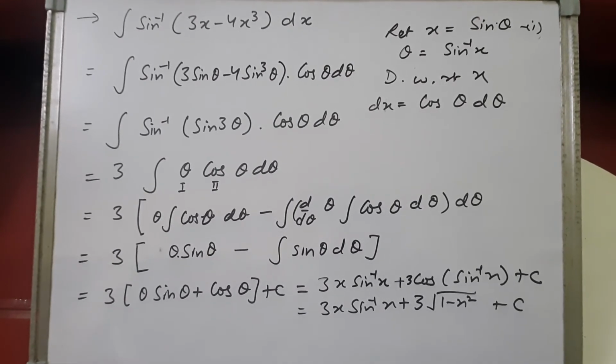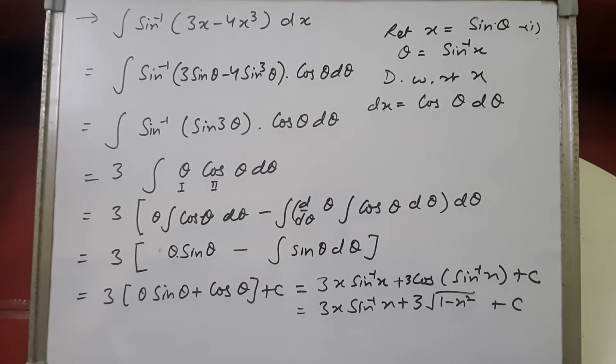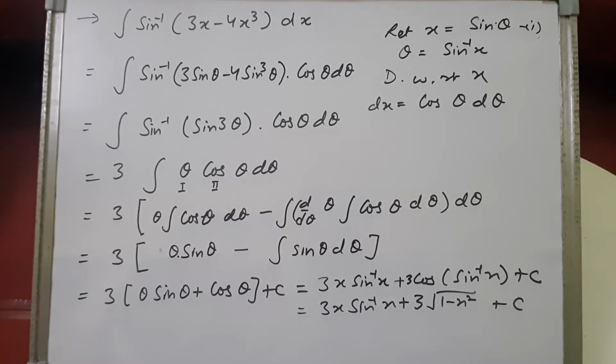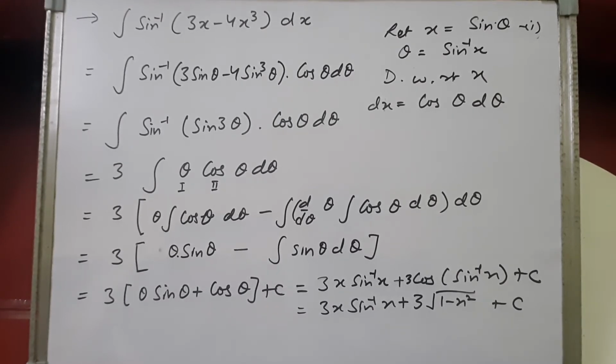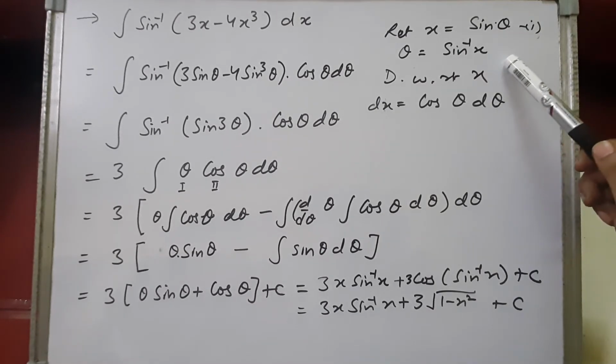Okay, let's see another sum, children. In this sum we have to integrate sine inverse of (3x minus 4x cube) dx. If you see that 3x minus 4x cube, if we assume that x equals sine theta, then the value of theta will be sine inverse x.